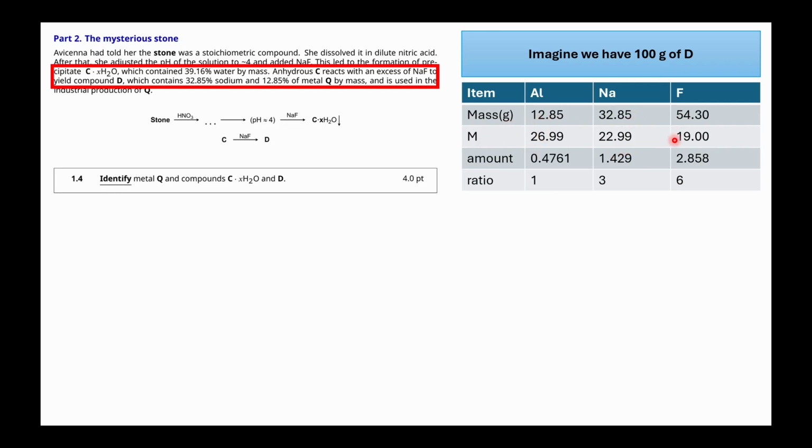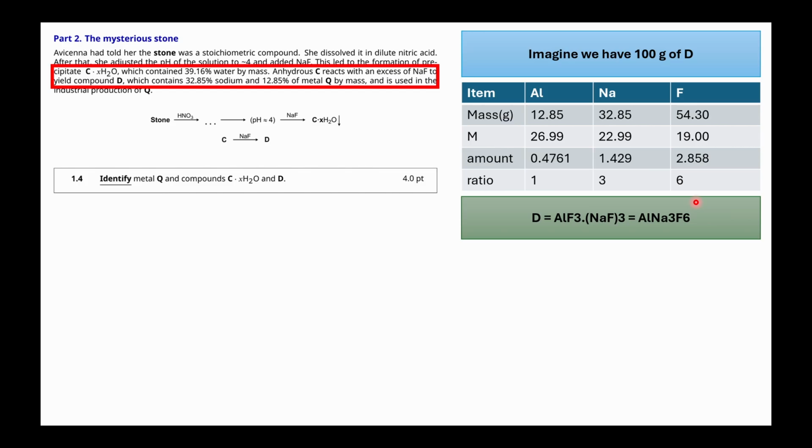And the molar mass, you can get the following from the periodic table you are provided with. The amount, which is the mass divided by the molar mass, gives you the amount in moles. And the next thing which we didn't do just now is the ratio, because just now the ratio was apparent. It's 1:x. But here you take the bigger numbers, you divide it by the smaller numbers. Sometimes you don't get a whole number, just scale the whole thing up. So the ratio is very nicely 1:3:6.